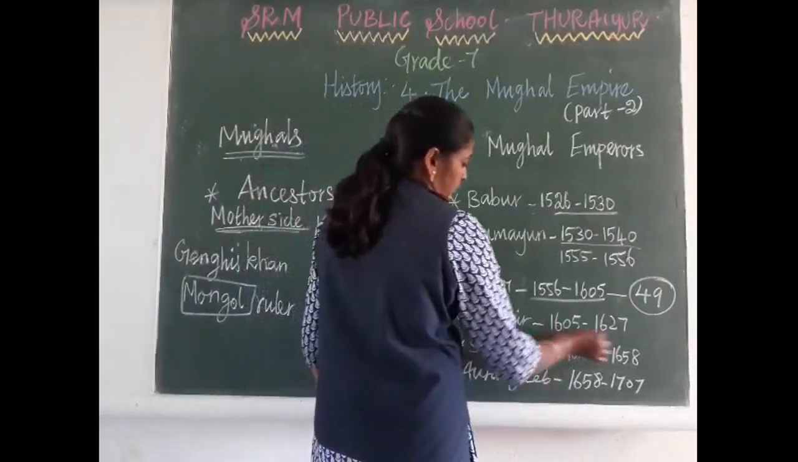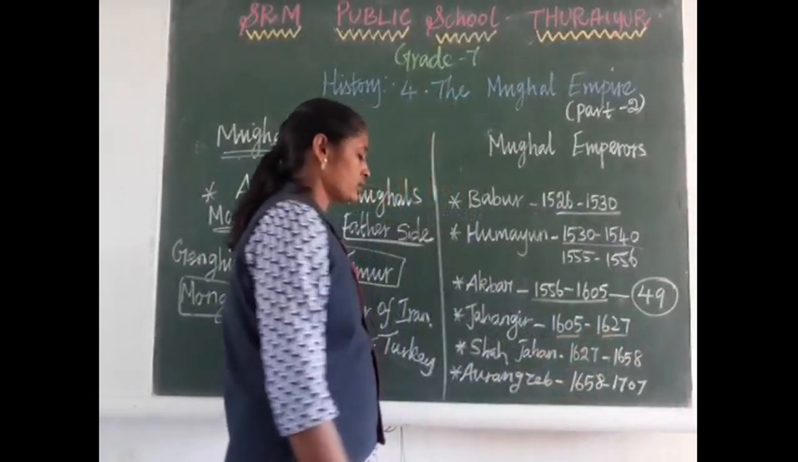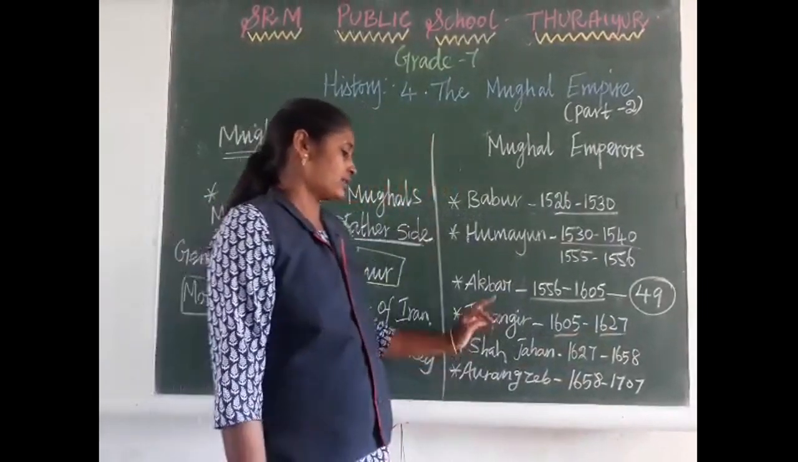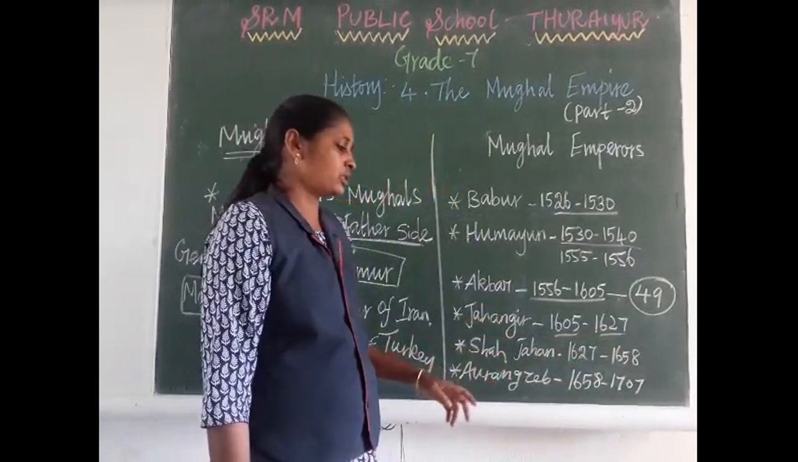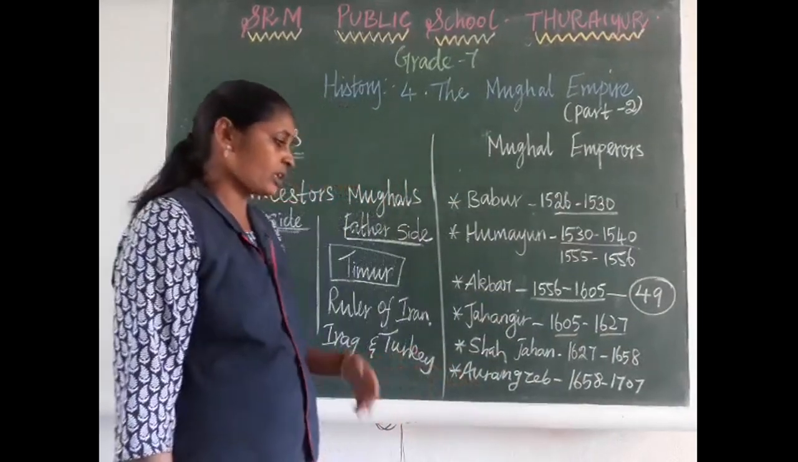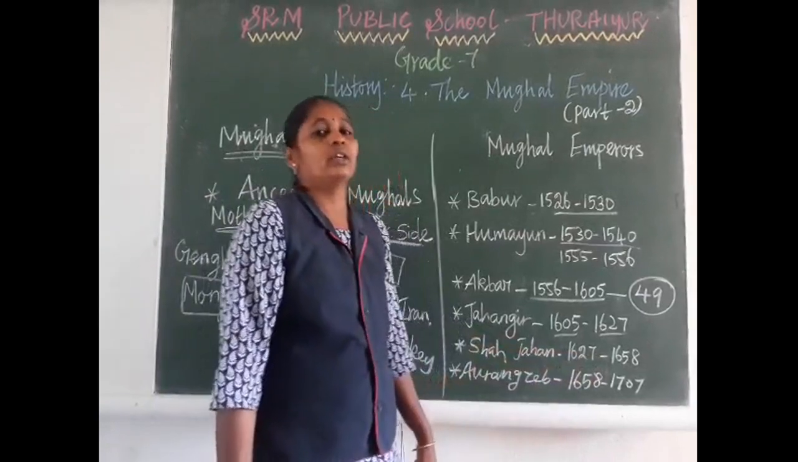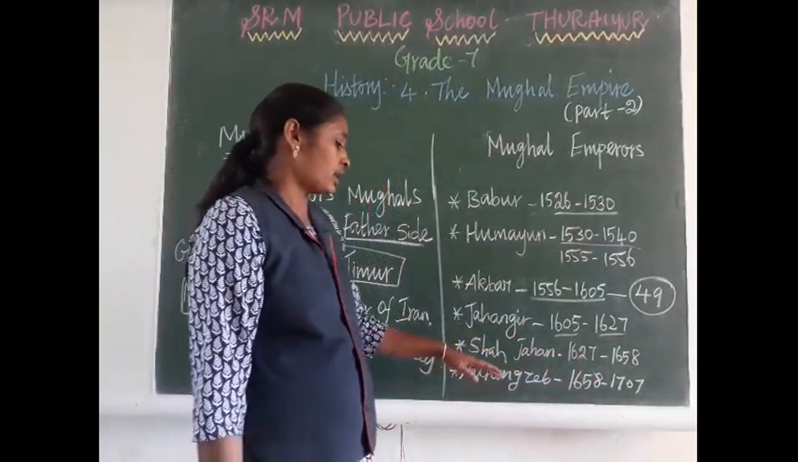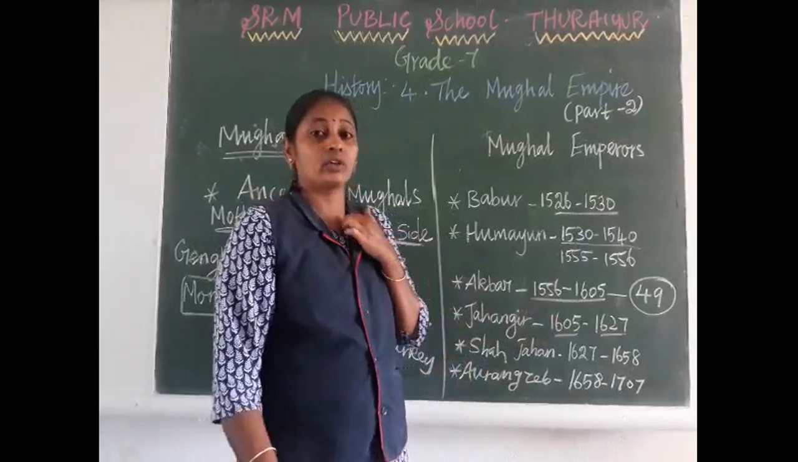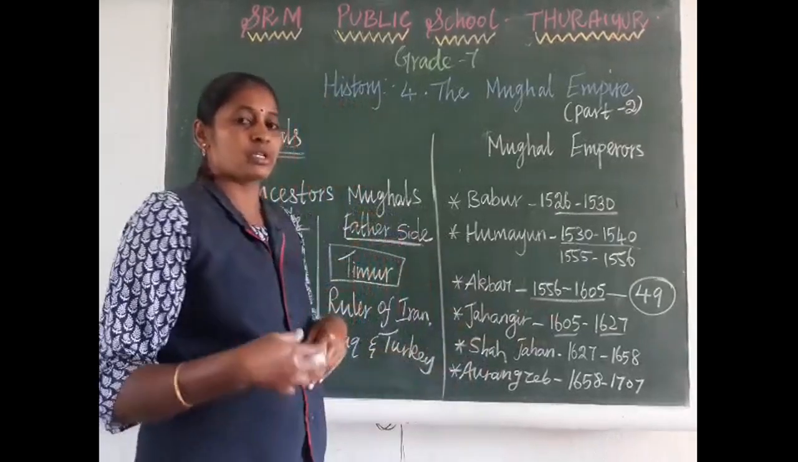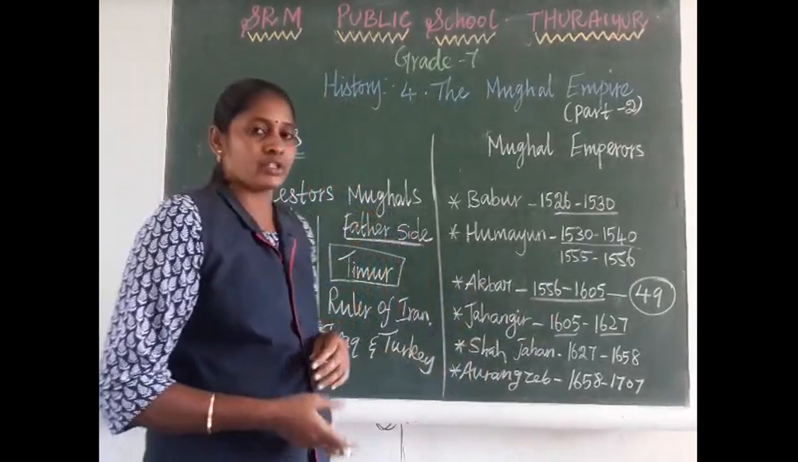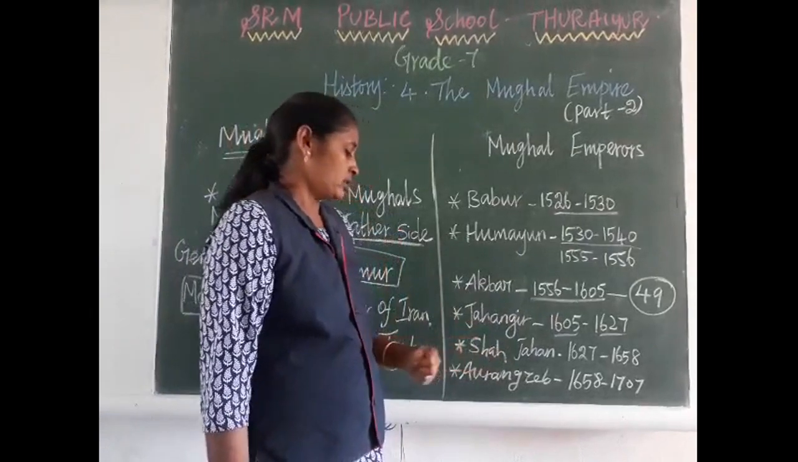So 1605 to 1627 he ruled. After Jahangir, his son Shah Jahan ruled around 27 years, I think. So 1627 to 1658. During the Shah Jahan period he constructed a lot of buildings like the Taj Mahal and the Red Fort. So in his period, he gave more importance to architecture.